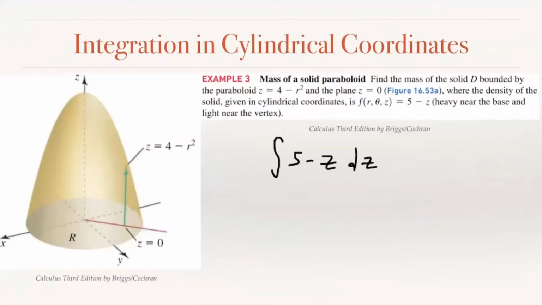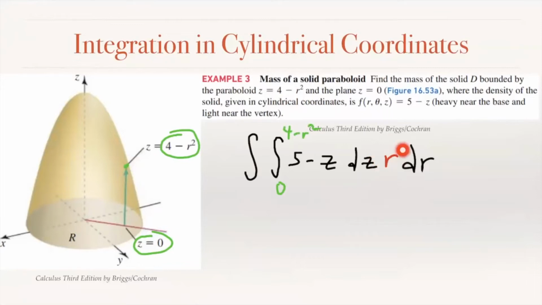So first, the z varies from 0 up to 4 minus r squared. That 4 minus r squared is just the formula for this particular paraboloid. And then we want to integrate that dr. And again, don't forget this r right here that you always need to stick in, because at this point we're in polar coordinates on the xy plane.